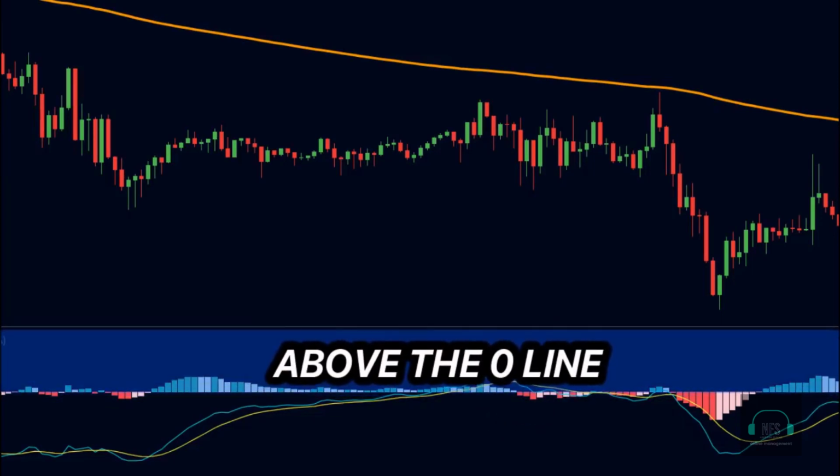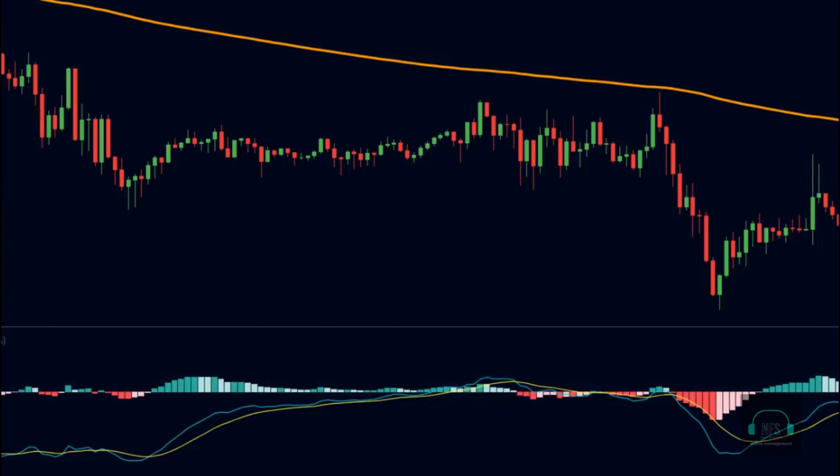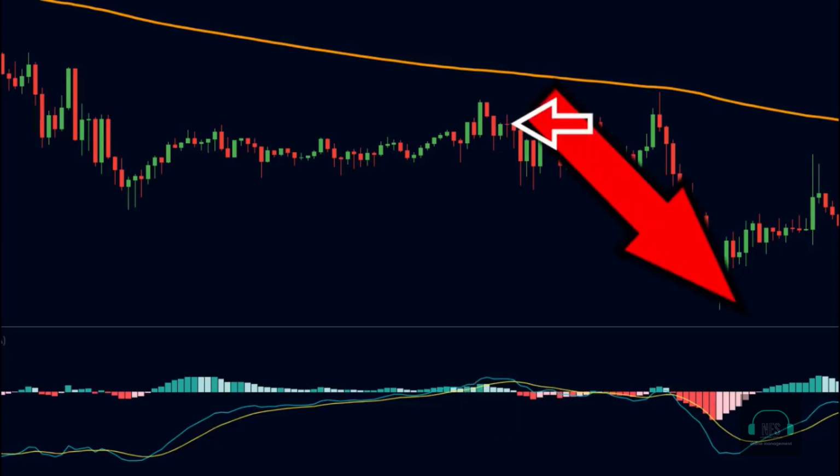This crossover should occur above the zero line. In our example, the sell signal occurs here. We sell on the close of this candle. And as you can see, the price gave a strong down move after our entry.